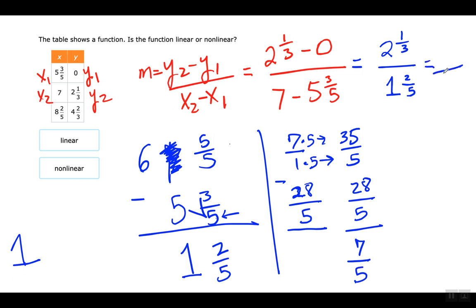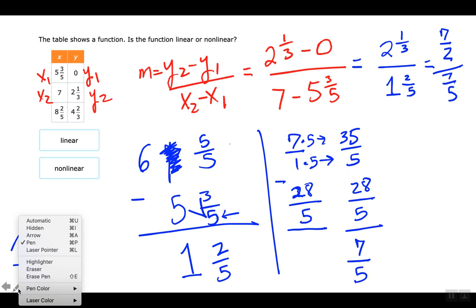Which is what you get over here when you do 1 times 5 plus 2. You get 7 over 5. And this one, when I change it to an improper fraction, I get 7 over 2. So I got 7 over 2 divided by 7 over 5. All right, now I could leave it like that if I want.